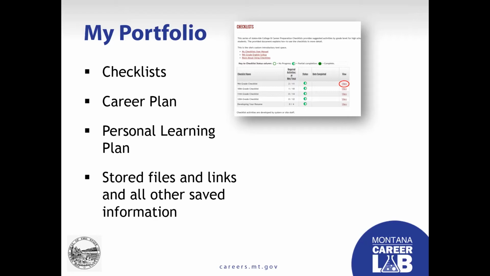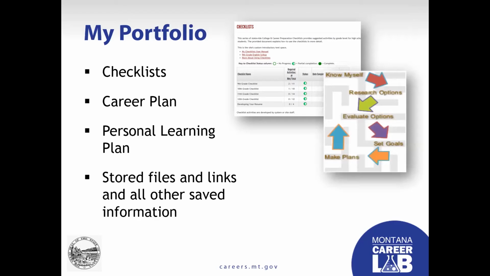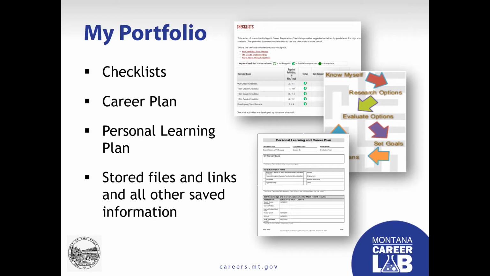Okay, so the personal learning plan, that is another way of navigating. So they will go through and do activities in these different sections. So there's know myself, research options, evaluate options, set goals, and make plans for each grade level. They would go through and do specific activities for that. And then there's also stored files and links. All of their other information is also saved in there.